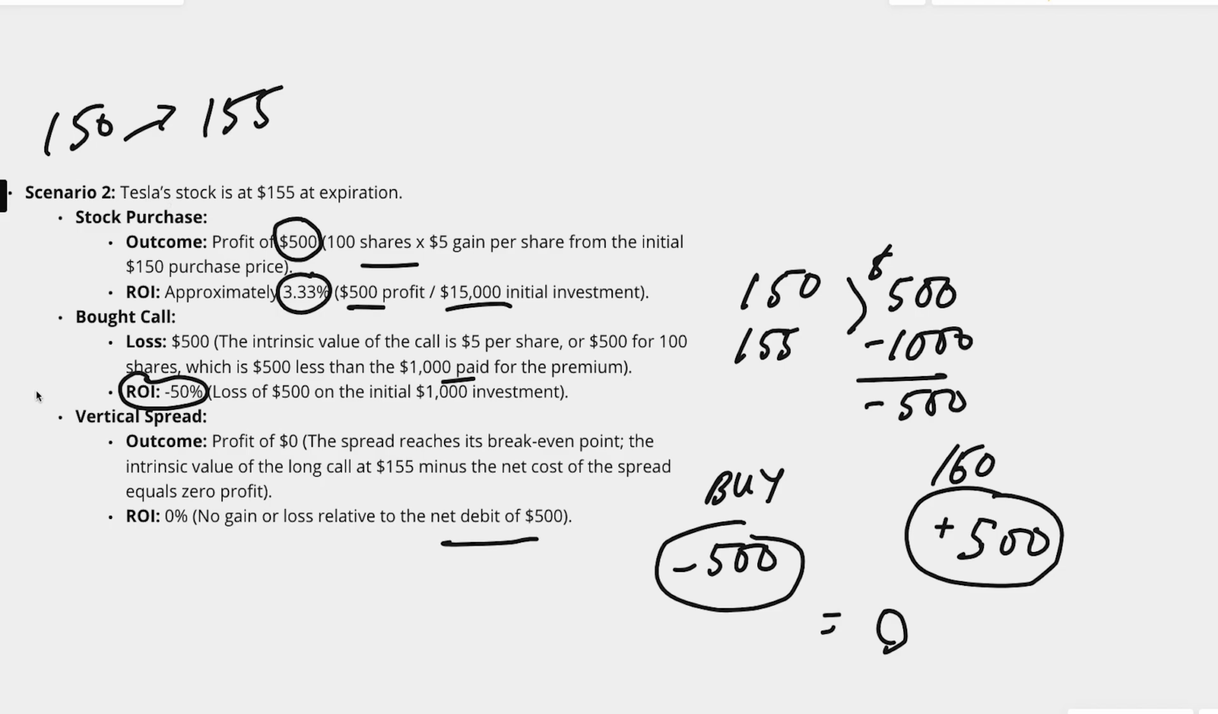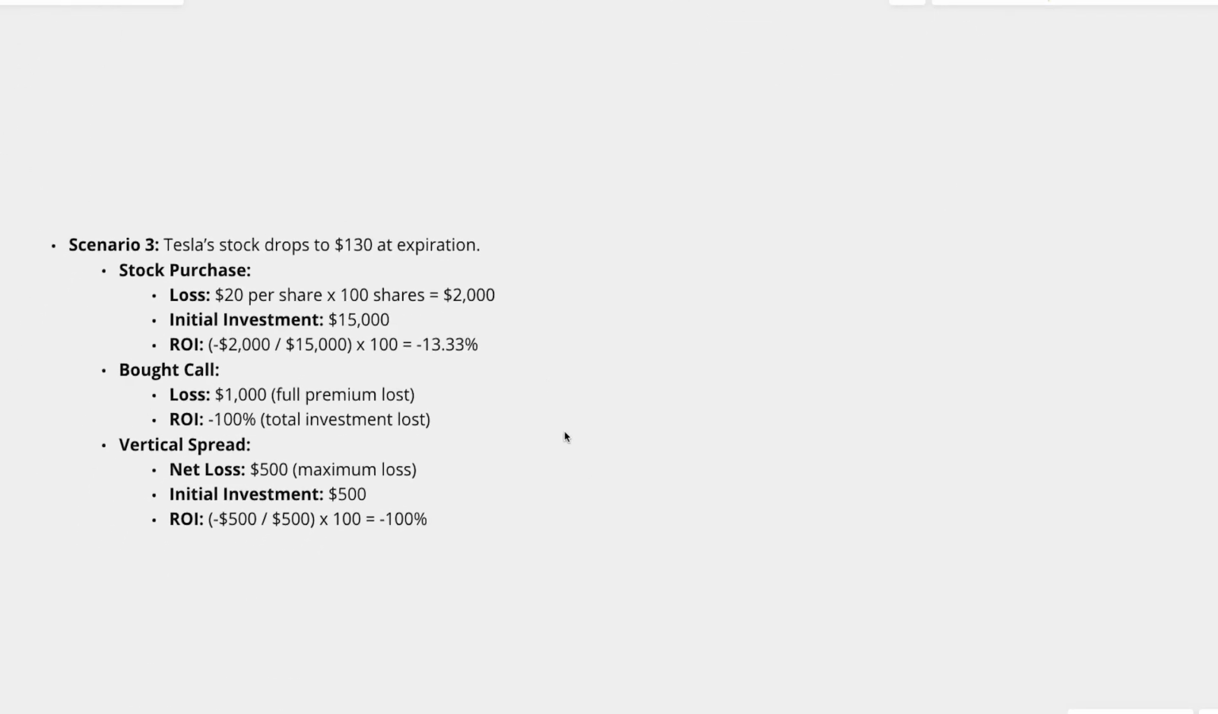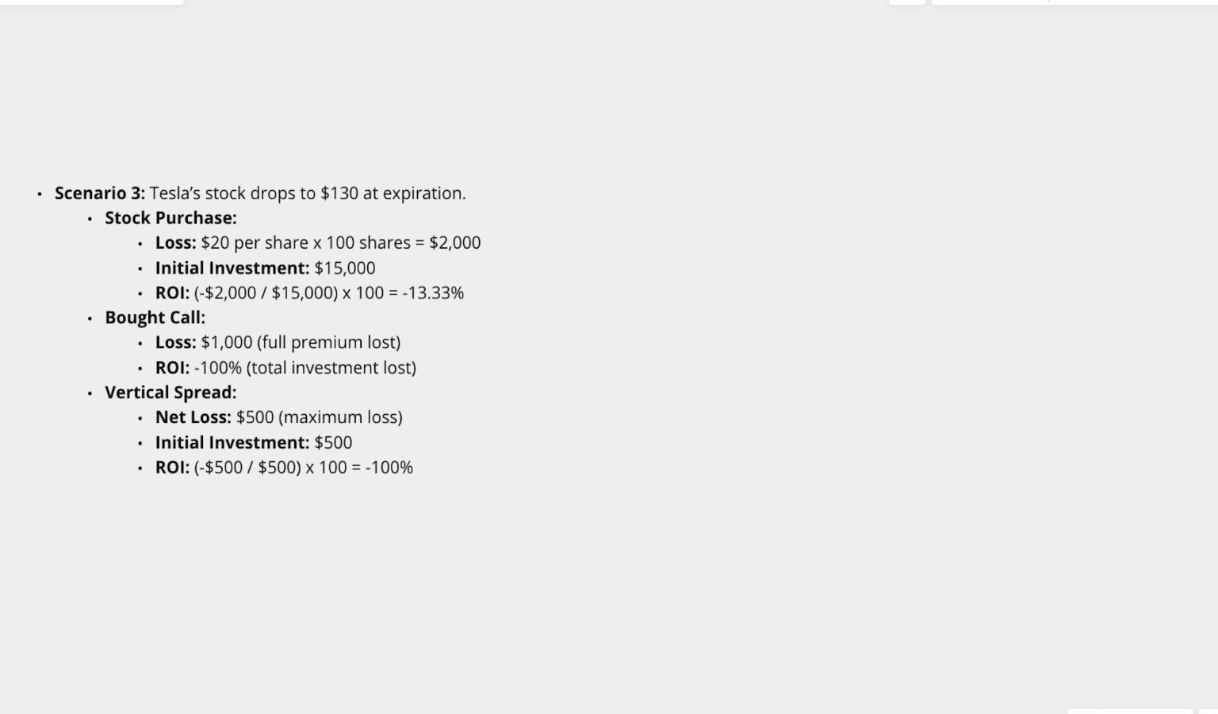Now, lastly, we have a different scenario here where the price of Tesla stock drops quite a bit. So let's look at this where we're moving from $150 and we drop all the way down to $130. Well, if you're down $20 per share, 100 shares of your investment, you're down $2,000 on your Tesla position if you owned 100 shares. So that's a return on investment of negative 13 and a little bit percent. Obviously, if you don't sell, you won't incur those losses, but on paper, you are down 13%.